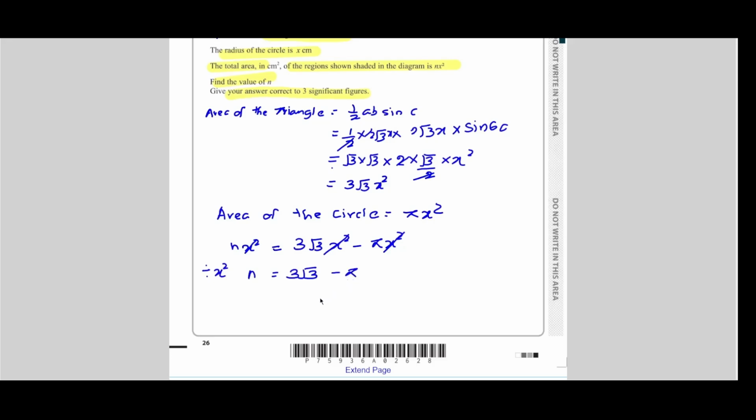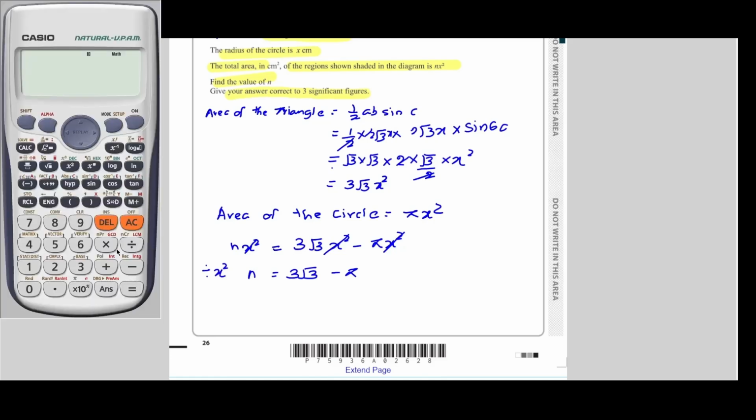So let's use the calculator and get the answer. We need to leave our answer to three significant figures. So 3 root 3 minus pi equals 2.054. So we are getting the answer to three significant figures, 2.05.